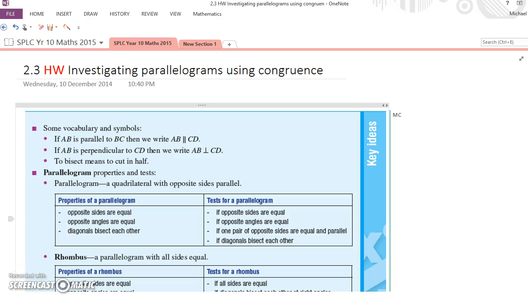Hey, happy Monday everyone. Exercise 2.3, investigating parallelograms using congruence. This is one of the exercises that you will find you get through pretty quickly. There's a few little things, symbols and vocabulary to look out for.